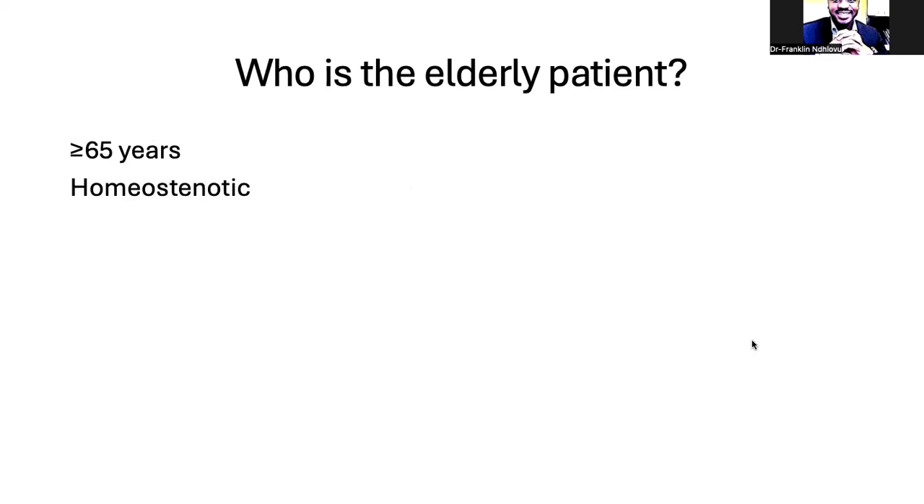So, who is the elderly patient? This is a patient that is greater than 65 years, basically 65 years and above. And typically, these patients are said to be homeostenotic. So, the term homeostenotic means that they have a reduced physiological reserve and they have issues with maintaining normal homeostasis.